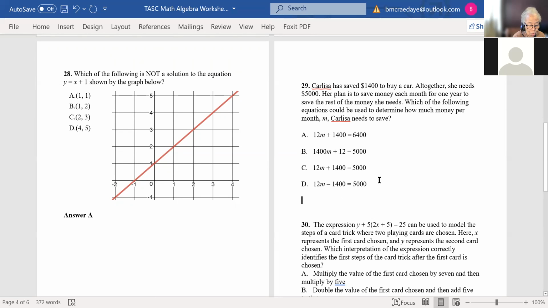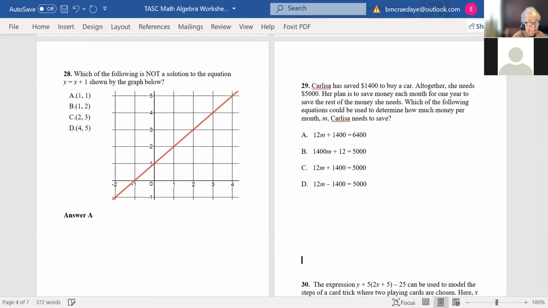Now, you probably know how much she needs to save, right? No, she's already saved $1,400. So Carissa, how much money per month? How much does she need to save? Let's just figure that out.